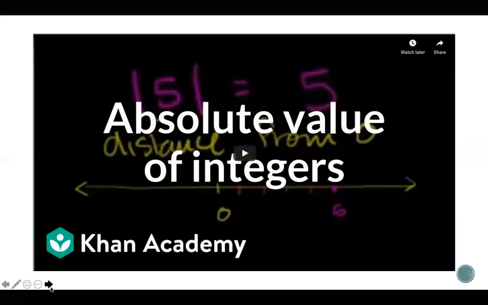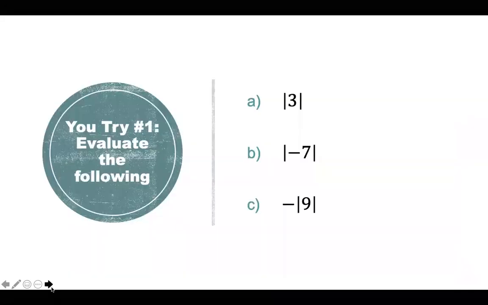So now we're going to go ahead and give these a try. The absolute value of 3, the absolute value of -7, and the negative absolute value of 9. Go ahead and pause the video and give yourself some time to try it.